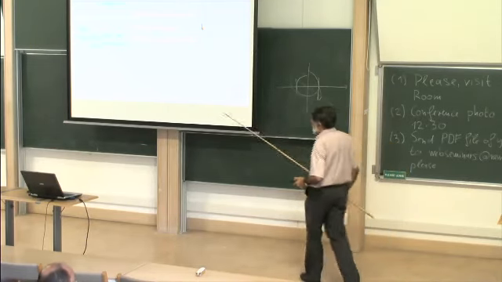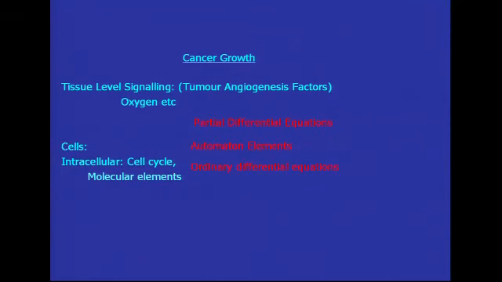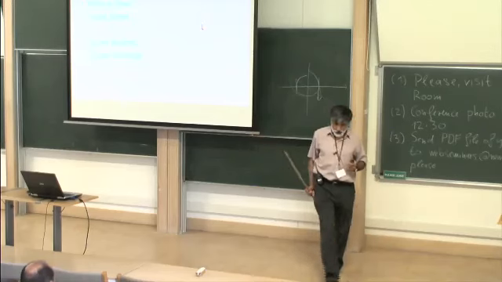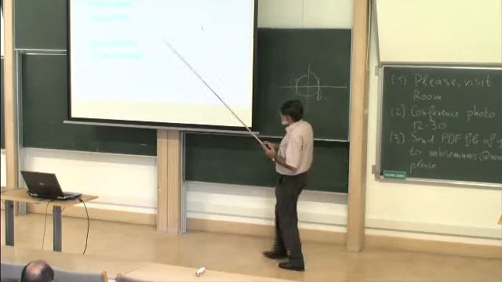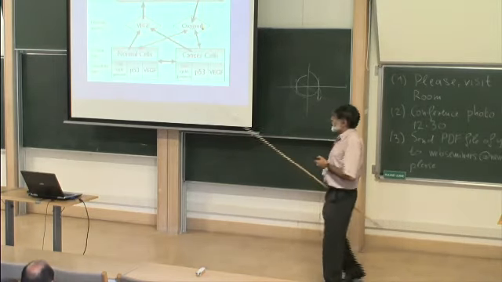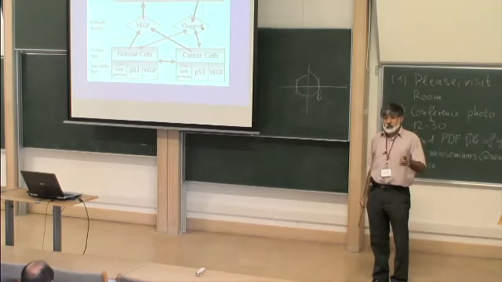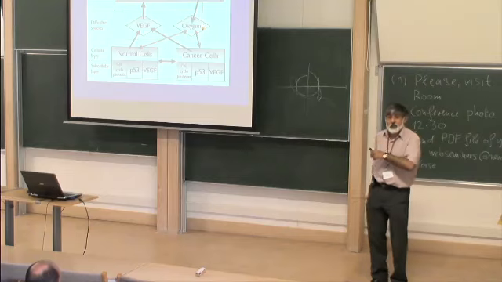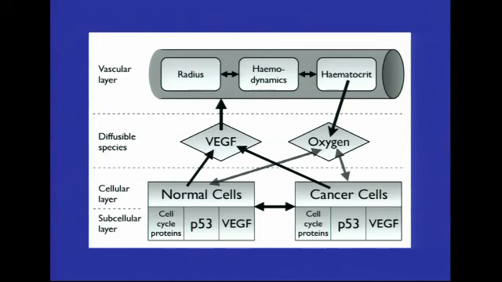So the experiments just started 2 weeks ago, so I can't really comment on experimental results, but I'll tell you about the model anyway. This is work with Helen Byrne from Nottingham, Marcus Owen from Nottingham, Tomas Alarcon, who was a postdoc of Helen and mine, and he's now just moving to Barcelona, and a couple of summer students, James Murphy and Russell Bettridge. Basically, this is a cellular automaton model again, but the difference between this one and the last model is we have a vasculature. And we have dynamics going on inside the cells.